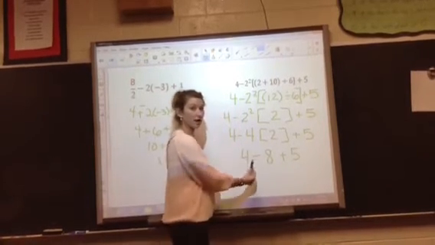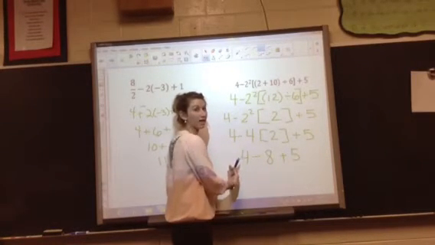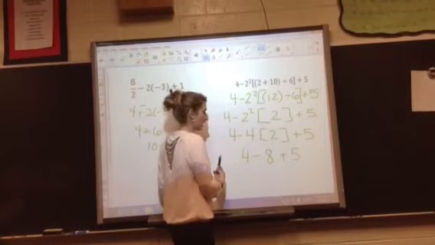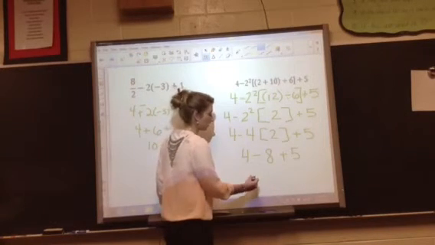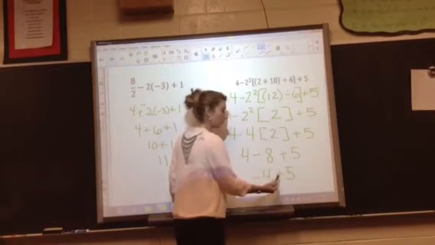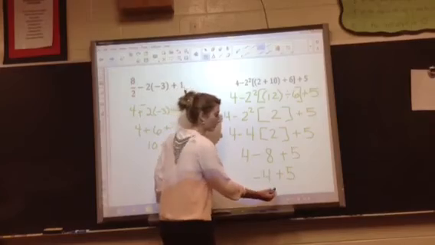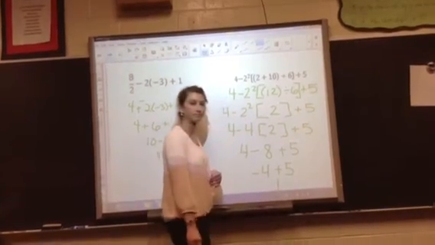We now have subtraction and addition left. We can use subtraction or add the opposite, going from left to right, starting with the left side. 4 minus 8 is a negative 4, plus 5. We now have 4 negatives and 5 positives. When we put them together, we get a positive 1.